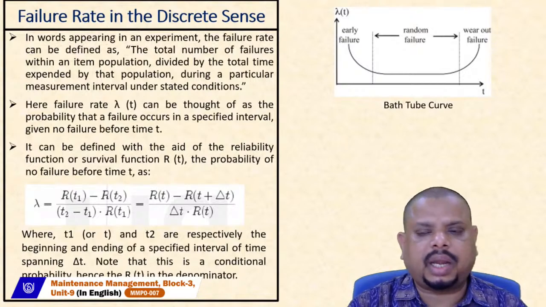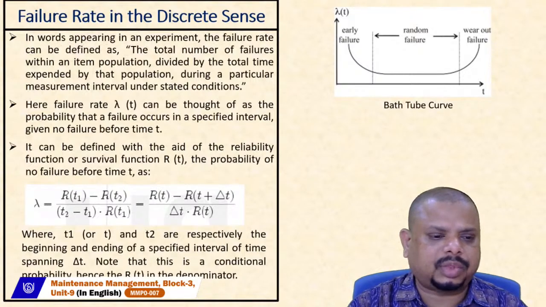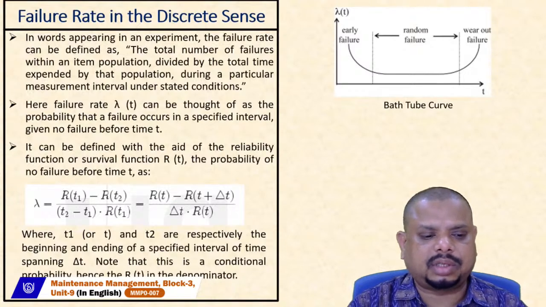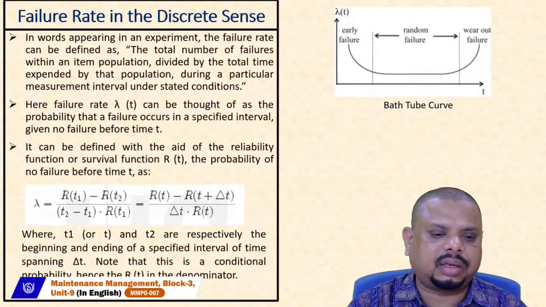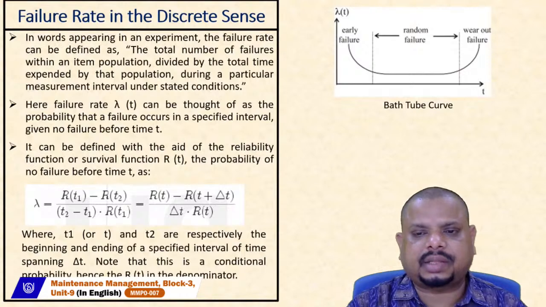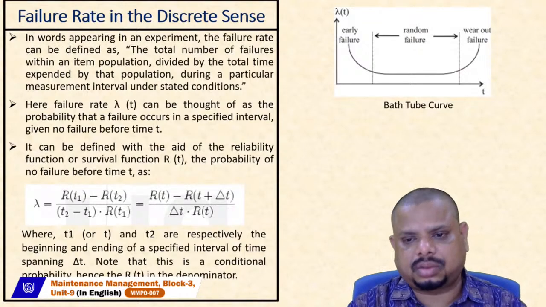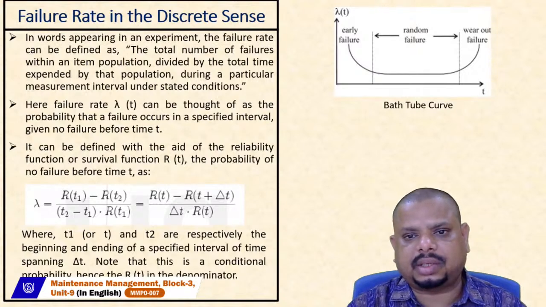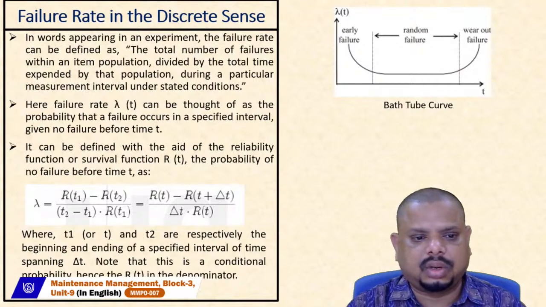So here t1 and t2 are the beginning and ending of a specified time interval, that is del t. And here you have to note that this is a conditional probability, hence R(t) is the denominator. So let's take the example of the same bathtub curve. So here three parameters are there: early failures, random failures and wear-out failures.